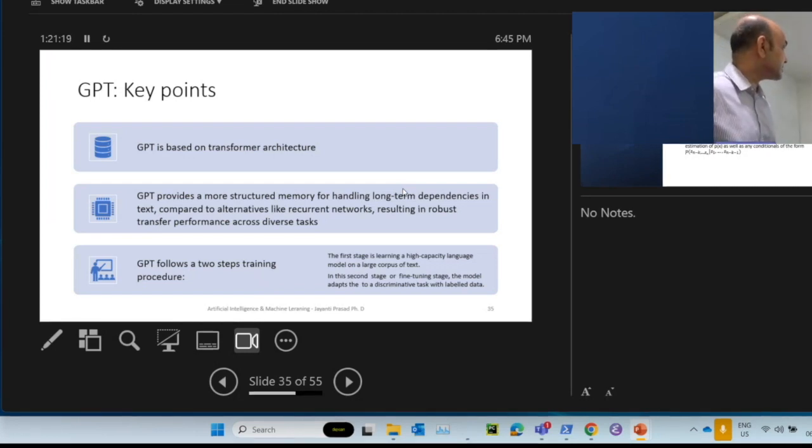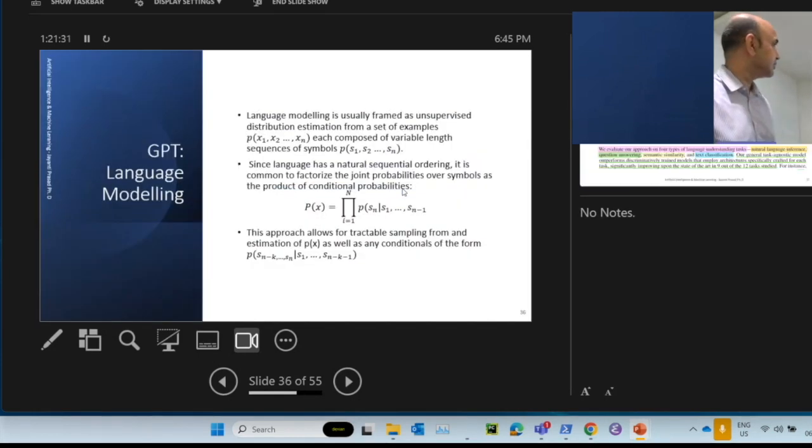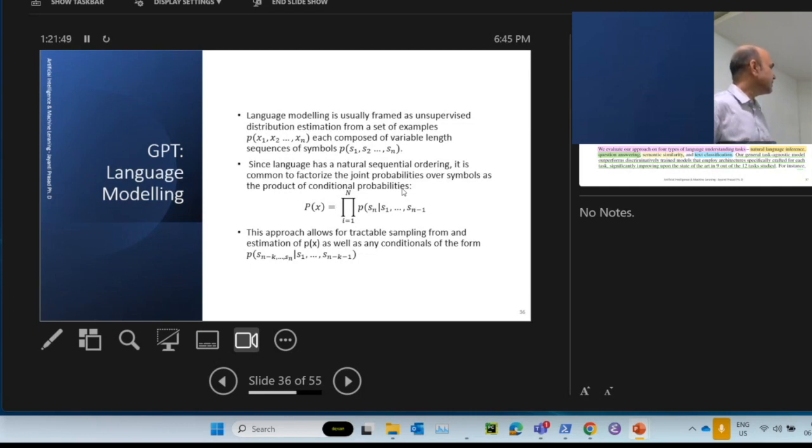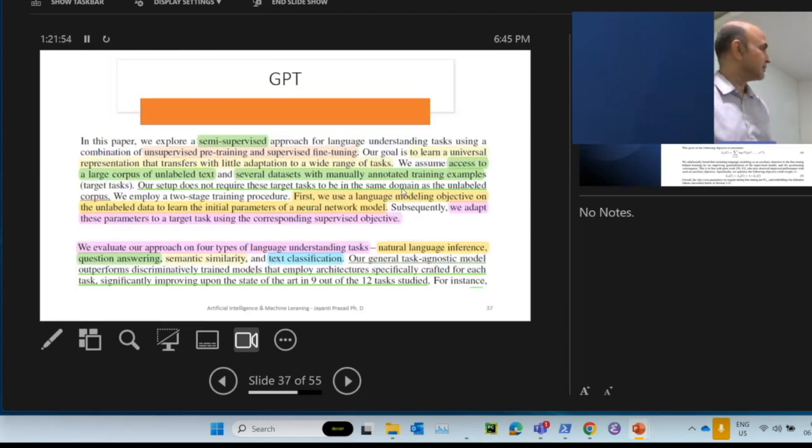The second thing is the fine tuning stage, where the model adapts to a discriminative task using labeled data. The discriminative task may be translation, question answering, a very specific task, and it can be fine tuned on them. Again, this is the same equation, the language model I have already shown. You can go back and check this equation of conditional probability. Basically, language modeling is usually framed as unsupervised distribution estimation from a set of examples, each composed of variable length sequences. So what is the probability? I'm not spending much time on that. GPT, because it's a new model, I have highlighted many segments in different colors, just to emphasize.